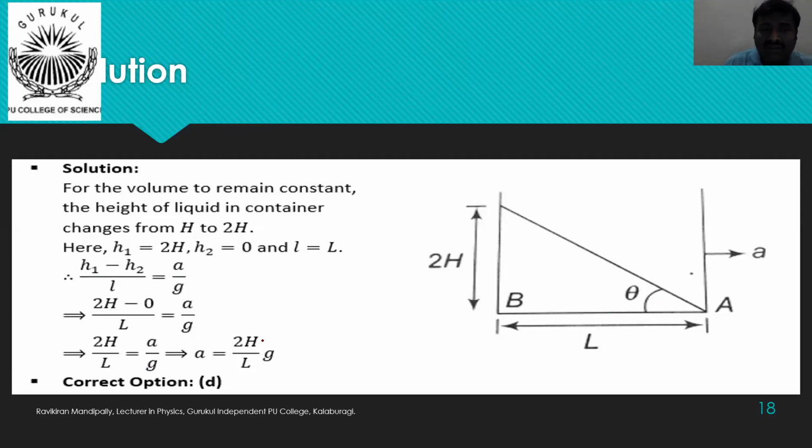Here we have done it in detail compared to the diagram which is shown earlier, and you can remember this as a shortcut. Whenever we have this situation, we can use the formula tan theta is equal to 2h by L is equal to a by g, and then a is equal to 2h by L into g will be the answer. That is, the correct option will be option D.